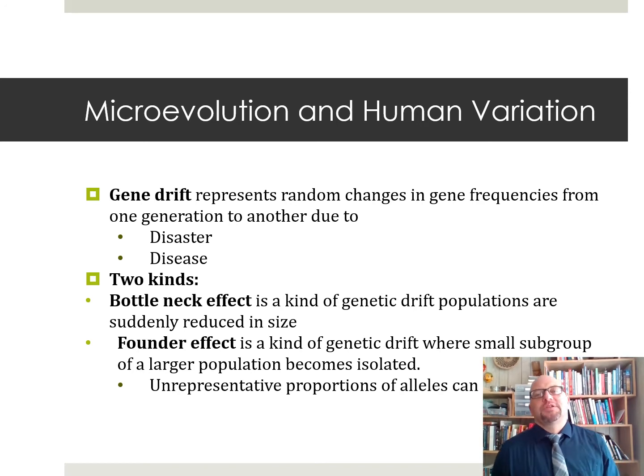So genetic drift represents random changes in gene frequency from one generation to the next because of disaster, because of disease, because of any of these things, right? There can also be 2 different things, right? There can be what's called the bottleneck effect, which is a kind of genetic drift where a population is suddenly really reduced in size, like our school bus, right? You can also have the founder effect that I talked about before, where a small subgroup from a larger population goes off and becomes isolated. Well, what the genetics are in that population is utterly random as to who's going to be moving to a new area. And so you may end up with underrepresented proportions of certain alleles in that group, okay?